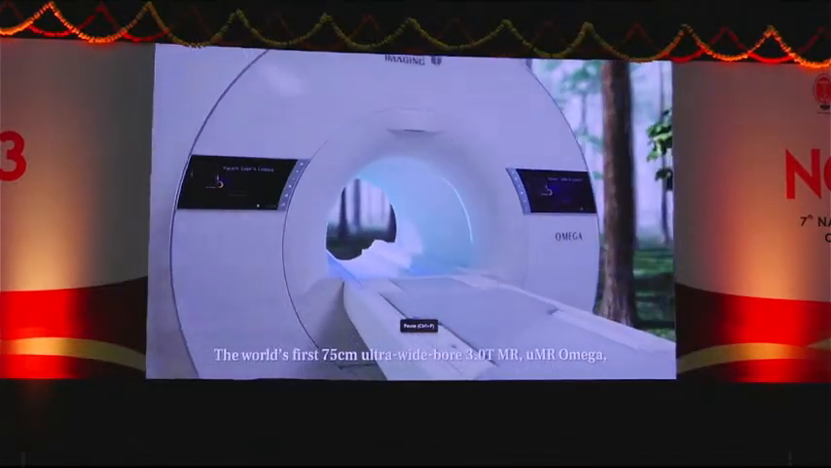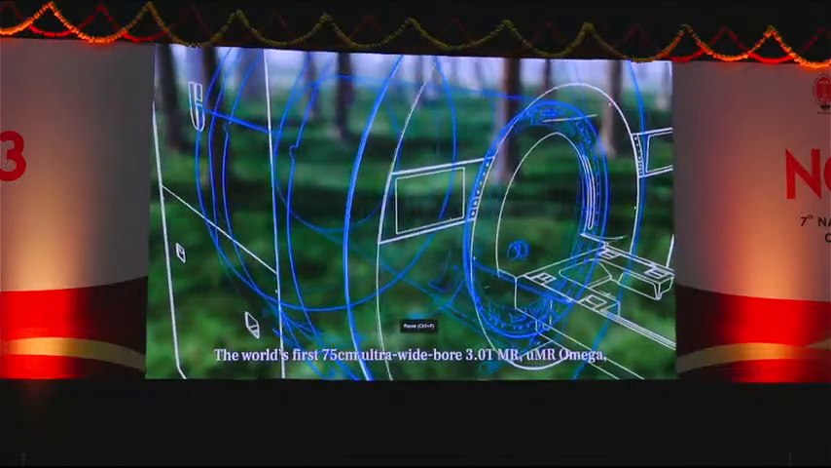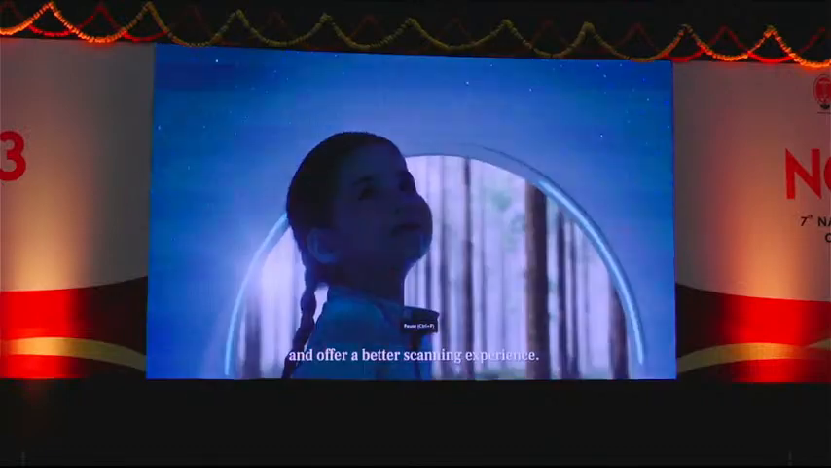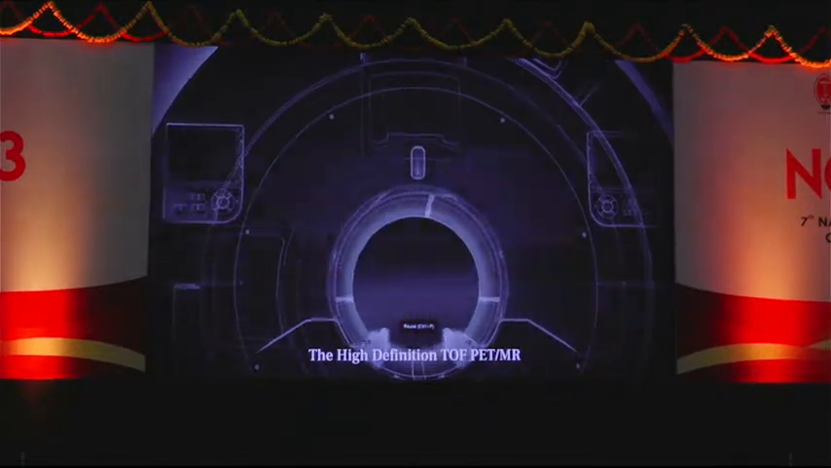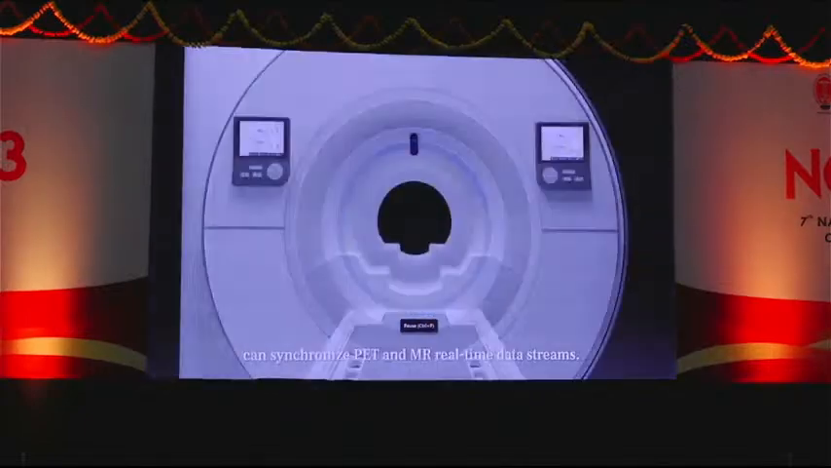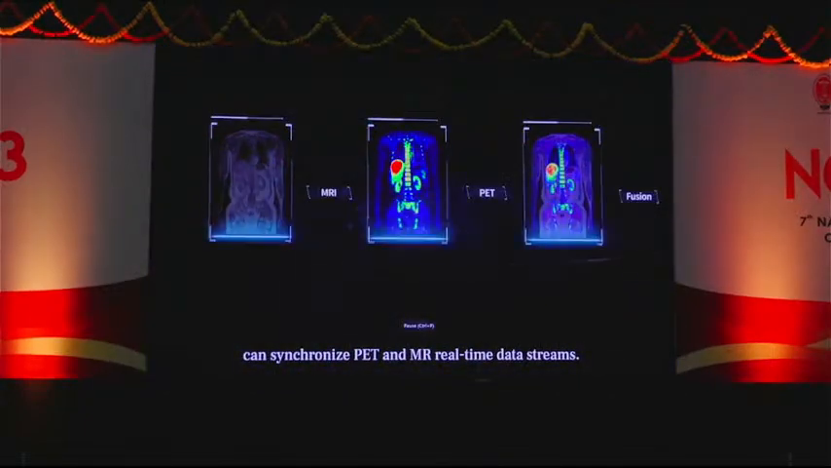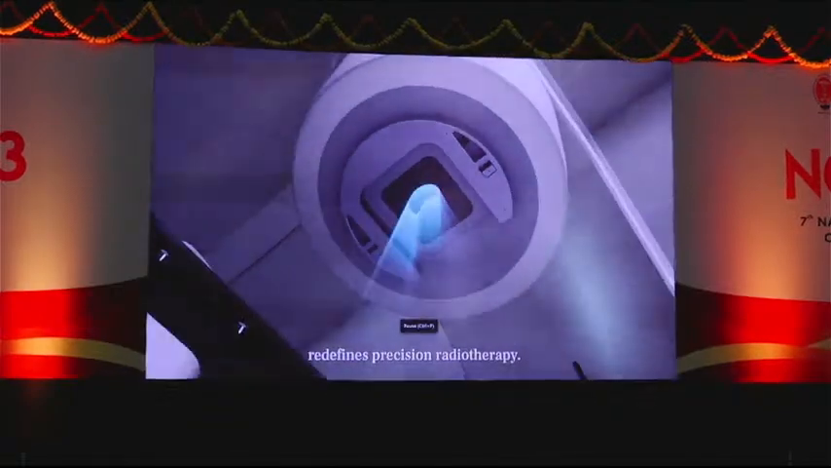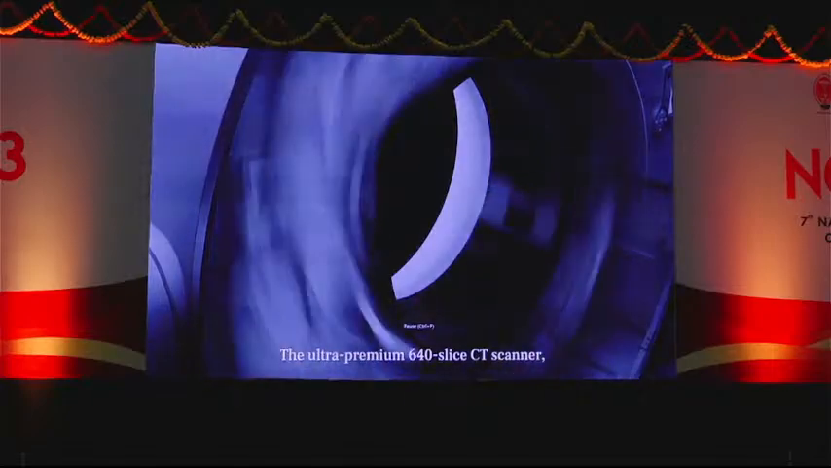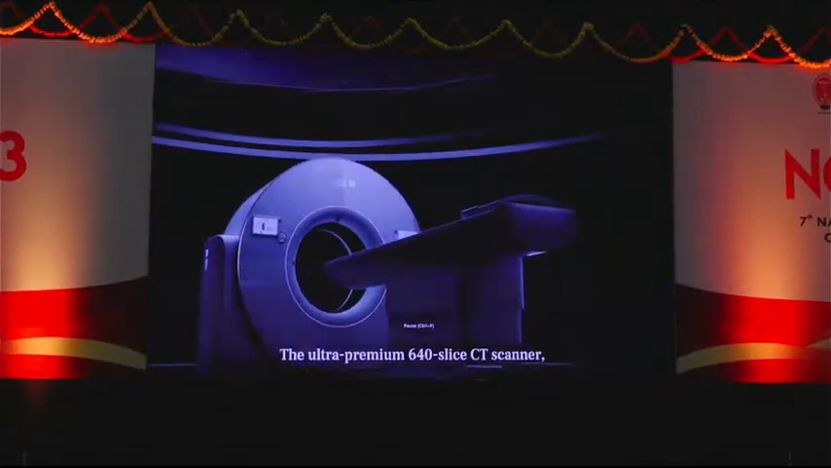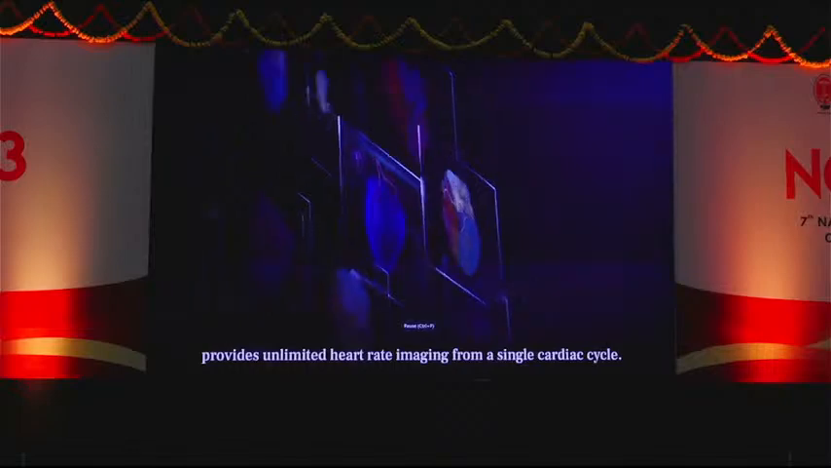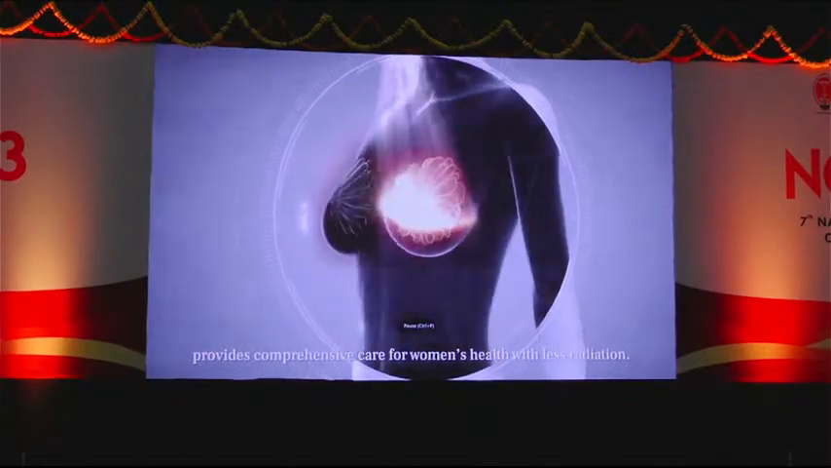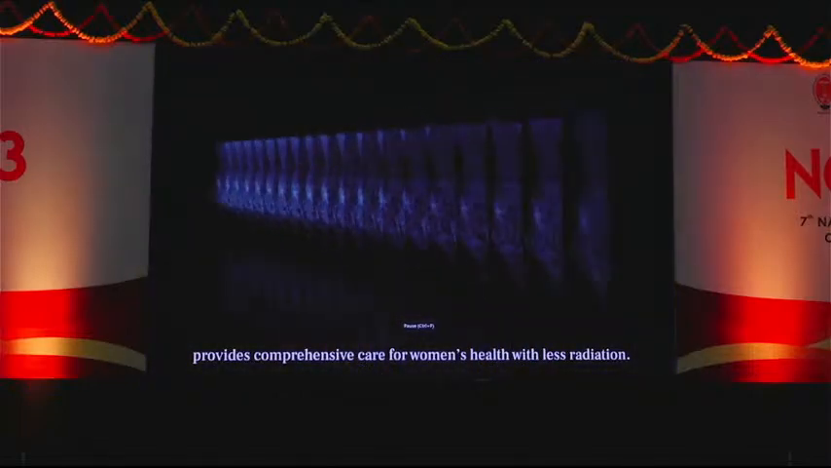The world's first 75 centimeter ultra-wide bore 3 Tesla MR, UMR Omega, can easily accommodate large patients and offer a better scanning experience. The high-definition top PET MR can synchronize PET and MR real-time data streams. The world's first fully integrated CT Linux redefines precision radiotherapy. The ultra-premium 640 slice CT scanner provides unlimited heart rate imaging from a single cardiac cycle. The low-dose 3D mammography system provides comprehensive care for women's health with less radiation.